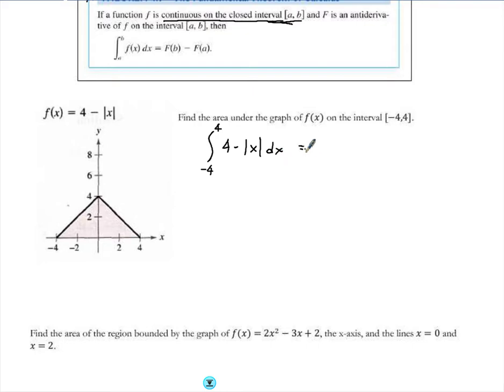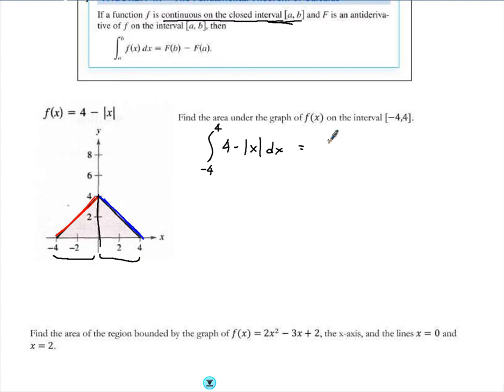Now the problem with an absolute value function is that it takes on two different properties when x is positive or negative. When x's are negative, it's going to be along this part of the function. Then when the x's are positive, I'm going to have values that go on this part of the function. So let's break this integral down at the middle, which is at 0, 0. We're going to look from -4 to 0, and from 0 to 4.